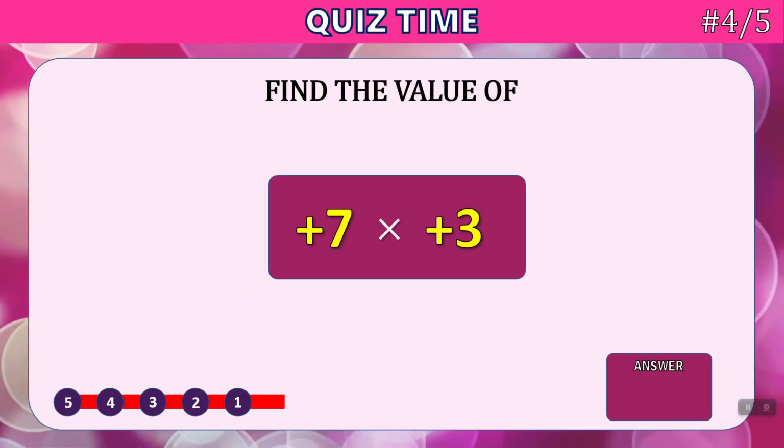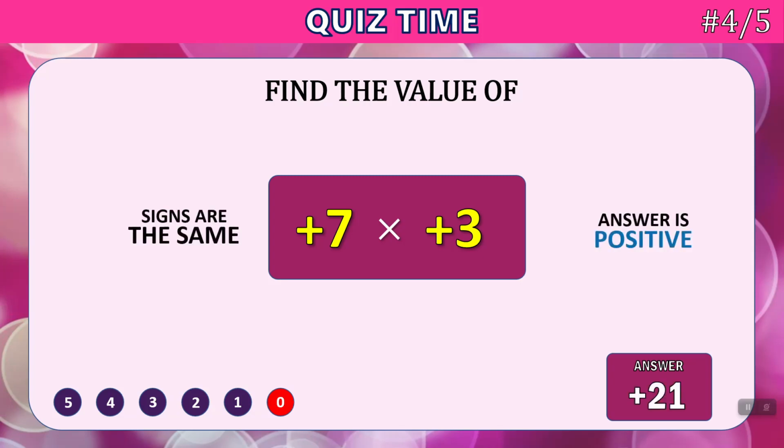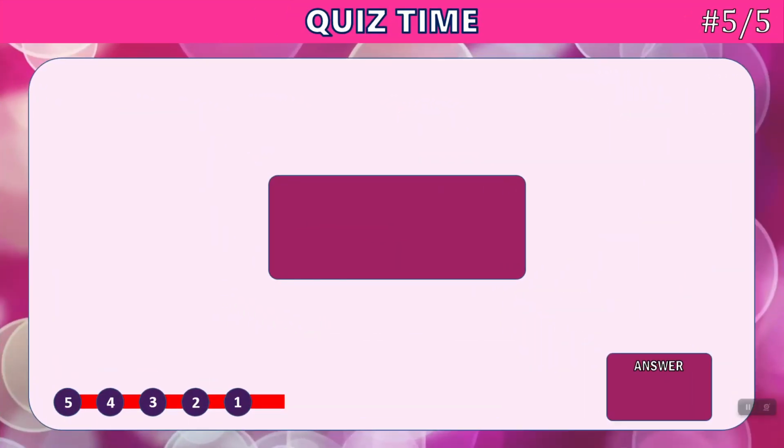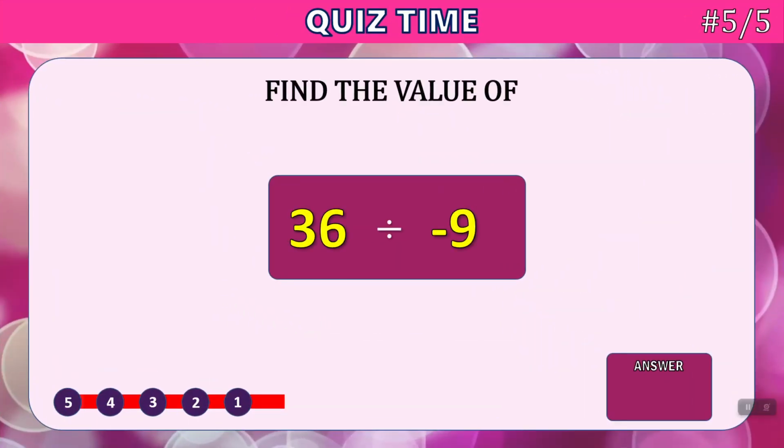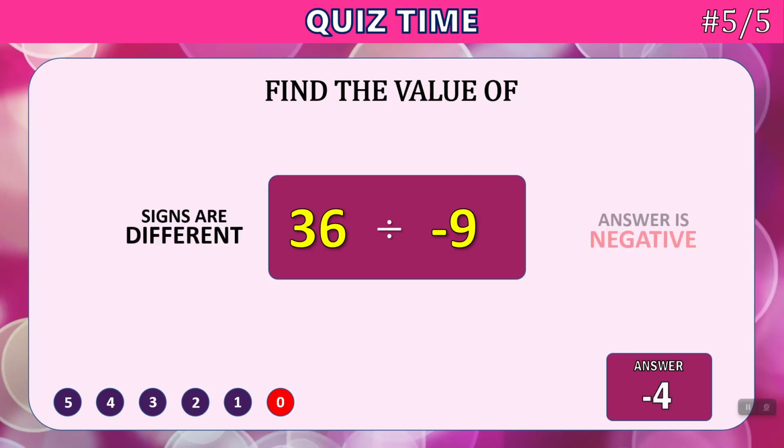Question 4. Find the value of +7 multiplied by +3. Time's up. This is easy because we know this from our times table. 7 times 3 is 21, and it's positive because the signs are the same. And last question. Find the value of 36 divided by -9. Are you getting it now? 36 divided by 9 is 4, but because the signs are different, the answer is negative, and the answer is -4.